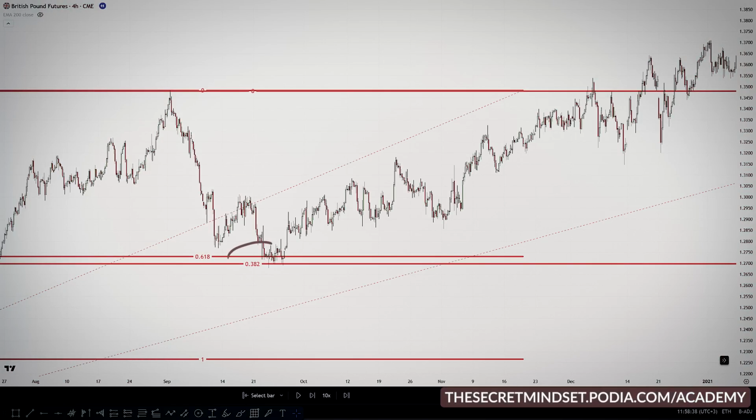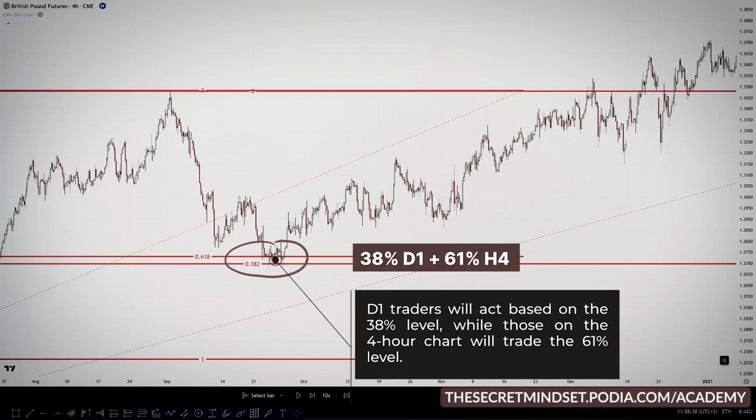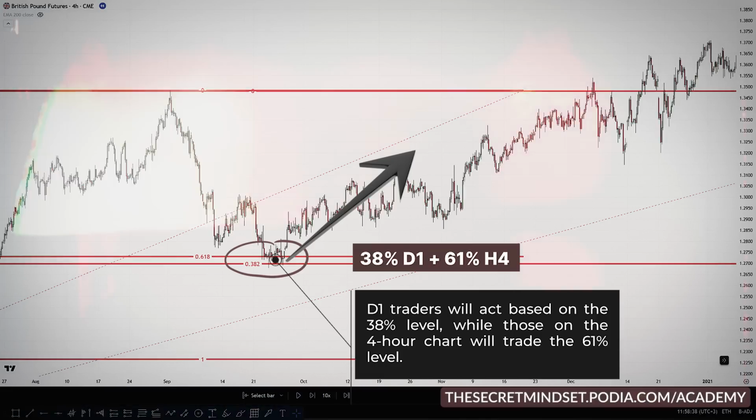The power of this approach comes from the fact that traders using different timeframes will all see this area as significant. Those looking at the daily chart will see the 38% level, while those on the 4-hour chart will notice the 61% level. When both groups see the price reacting at this zone, it can create a self-fulfilling prophecy, increasing the likelihood of a bounce.